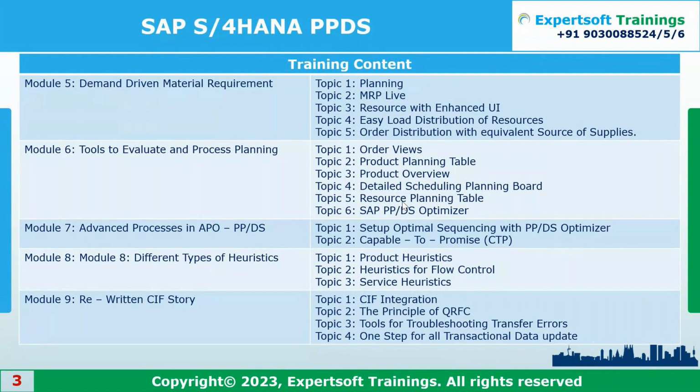Once the planning has been completed, we evaluate how the planning results are, and whether we are satisfying our demand, or whether we are doing any over planning or any shortage. Those things using different tools we can discuss here. And advanced processes like optimizer, CTP, these things are some advanced processes in APO PPDS.